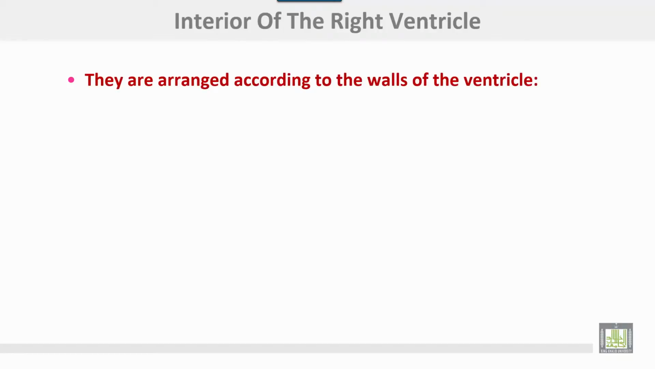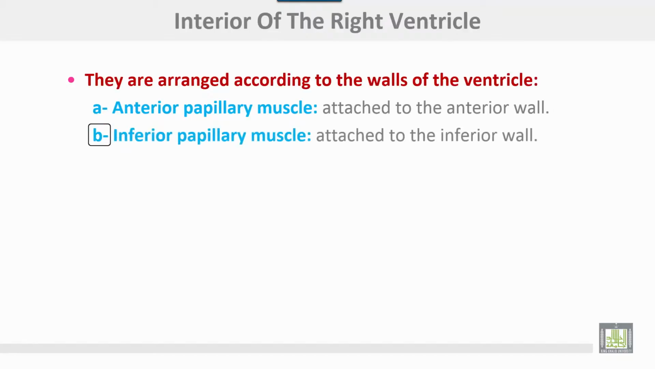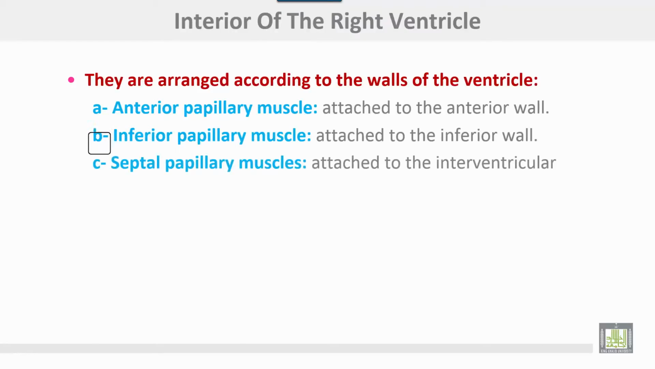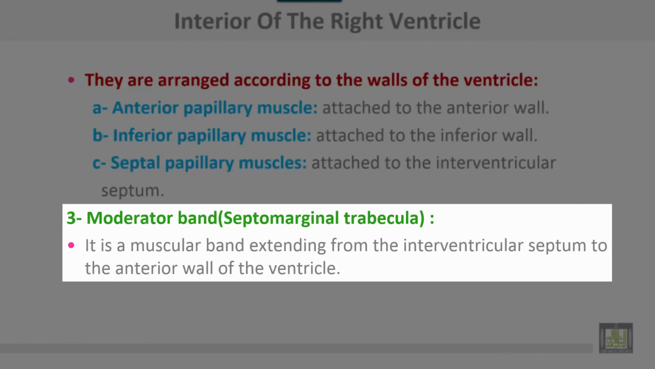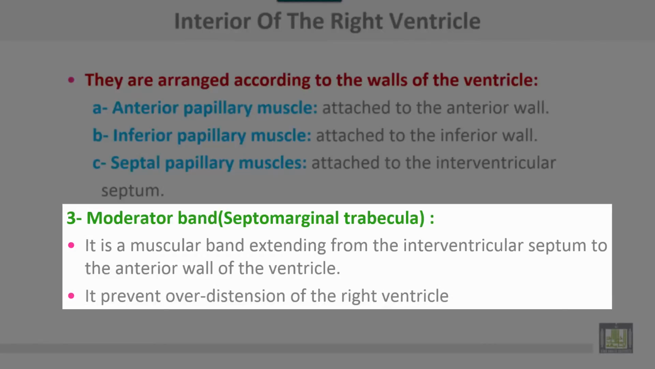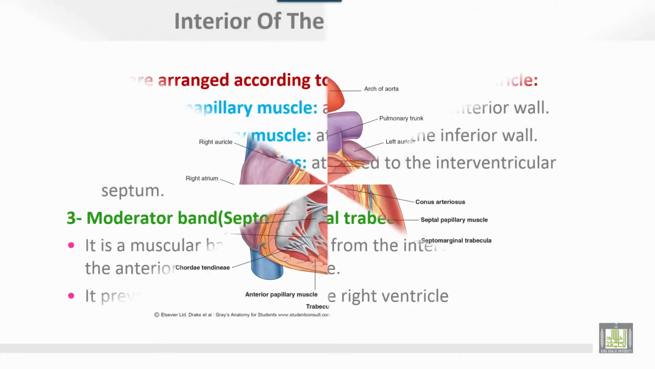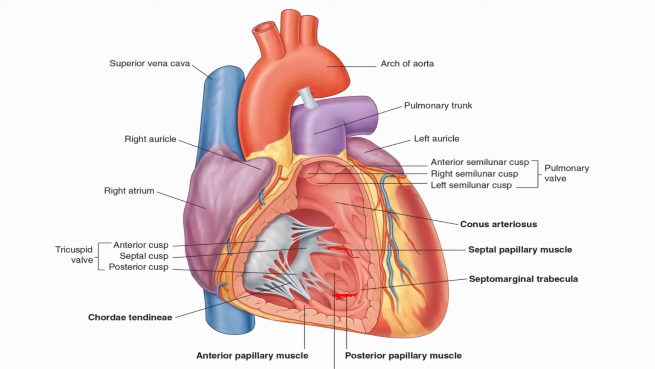They are arranged according to the walls of the ventricle. Number one, the anterior papillary muscle attached to the anterior wall, the inferior papillary muscle attached to the inferior wall, then the septal papillary muscle attached to the interventricular septum. Then the moderator band or septomarginal trabecula. It is a muscular band extending from the interventricular septum to the anterior wall of the right ventricle. It prevents overdistension of the right ventricle. And these are the papillary muscles here. This is the moderator band.